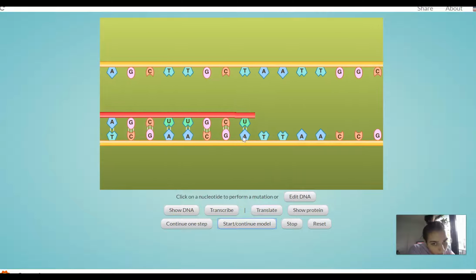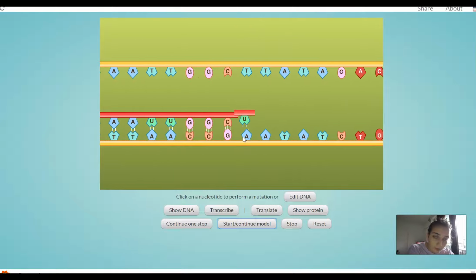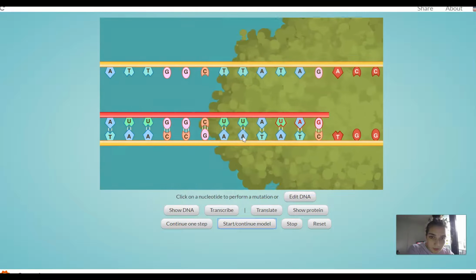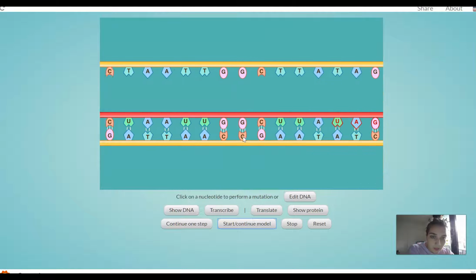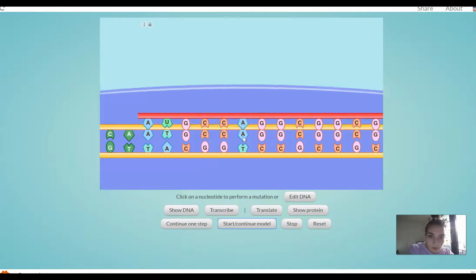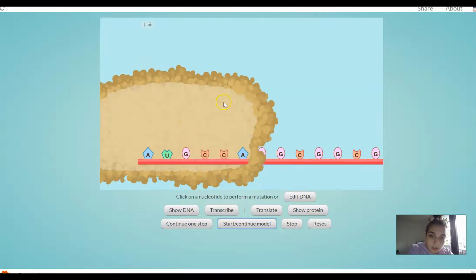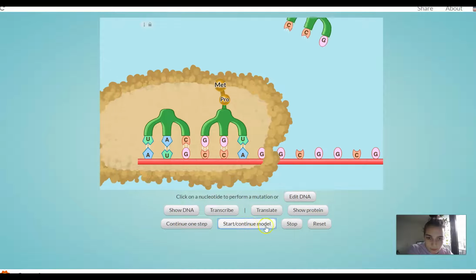So the RNA is created that matches with the DNA, and this is all happening in the nucleus where the DNA is. You're going to see the RNA is made, then the RNA and the DNA leave the nucleus. They're in the cytoplasm right now. Now the RNA is going to attach into the ribosome, which is what you see here. This big brown thing is the ribosome.